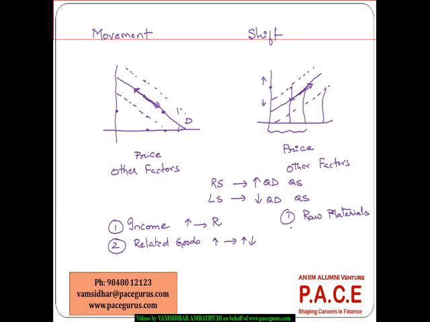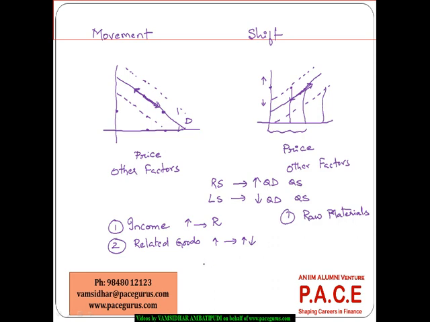If it changes, it causes a movement along the demand curve. And a change in the factors other than the price that influence the demand function and the supply function will typically cause a shift in the curve, either to the left or to the right.